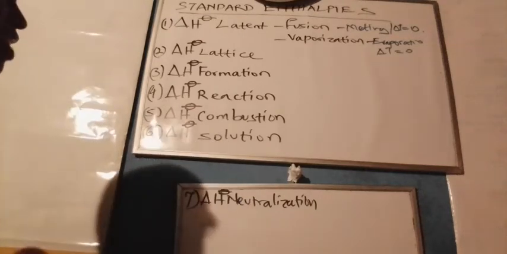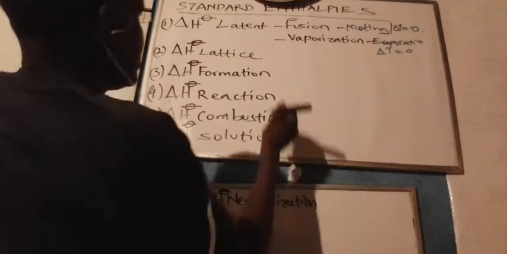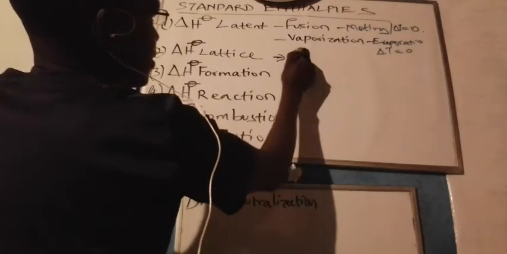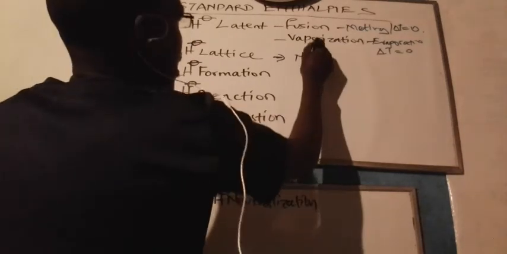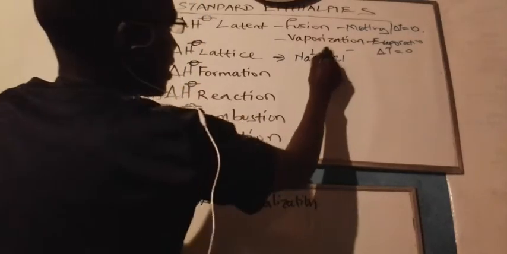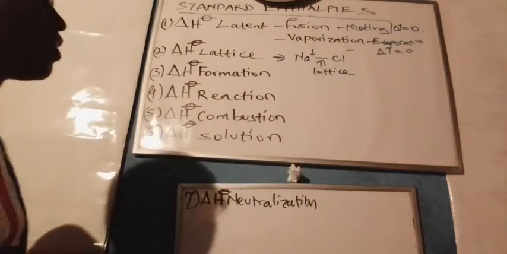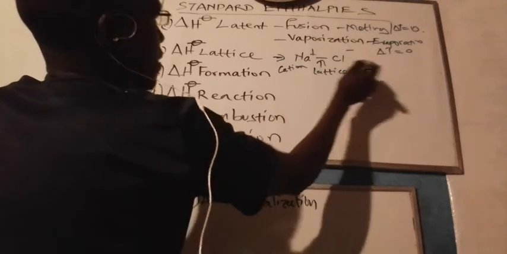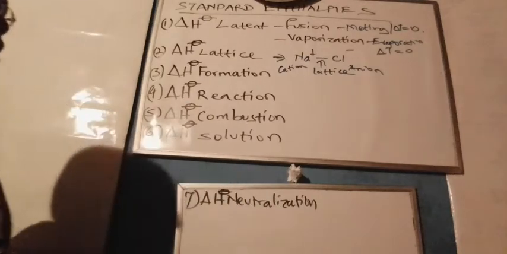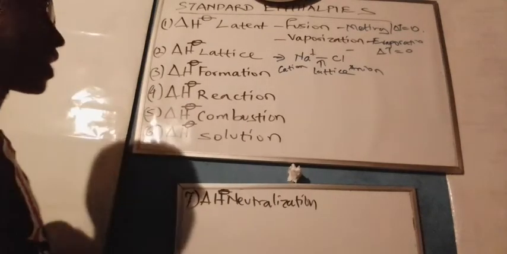What is lattice energy? Lattice energy is the least quantity of energy that exists between a bond of a cation and an anion. In other words, lattice energy is the bond energy for an ionic bond. For example, when sodium combines with chlorine, sodium is the cation, which is positively charged. Chloride is the anion, which is negatively charged. The bond between the cation and the anion is the lattice energy.